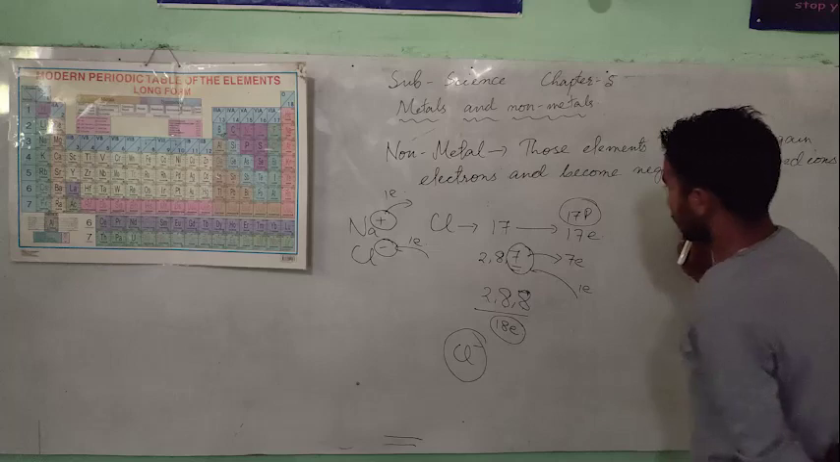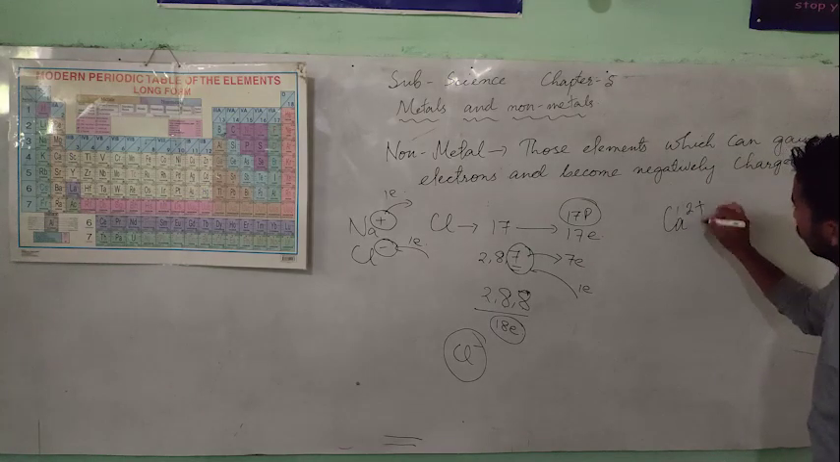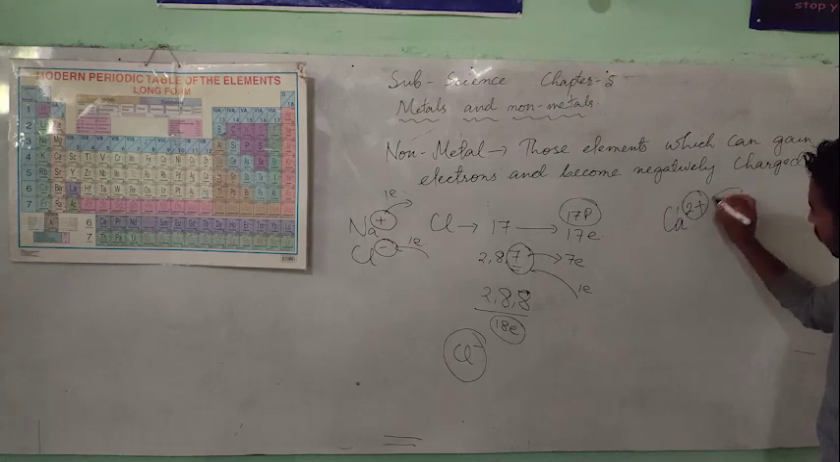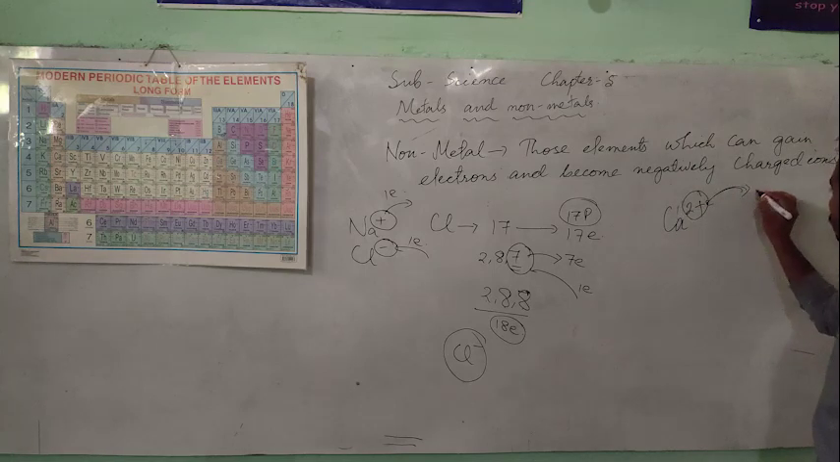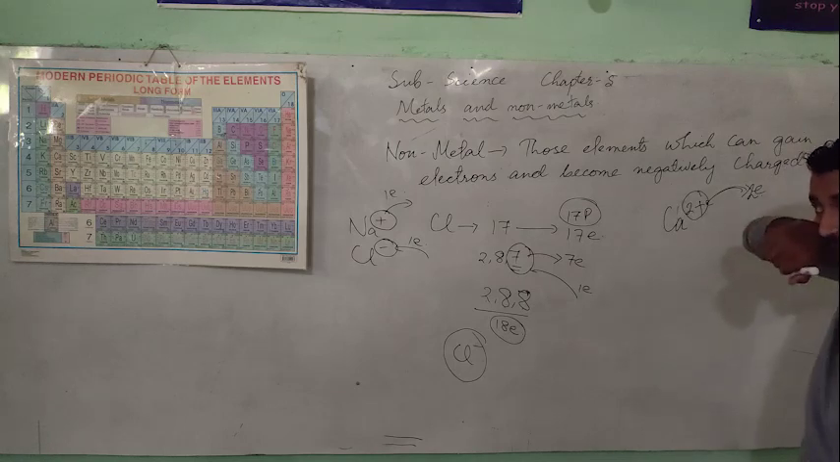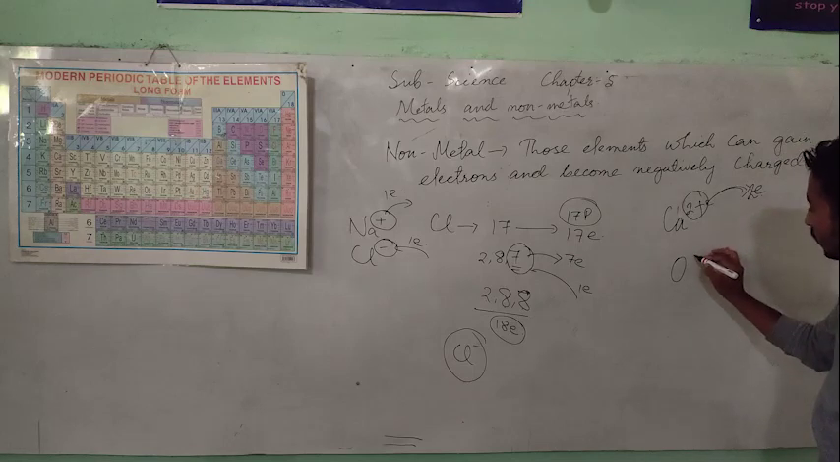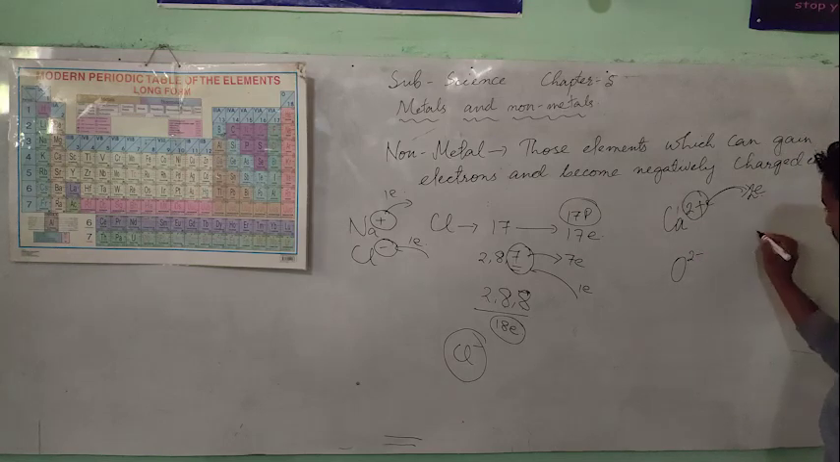Next, there are some more elements like calcium. You will see 2 plus, which means calcium has given out 2 electrons. In some elements, for example oxygen, you will see 2 minus. This means oxygen has taken 2 electrons from outside.